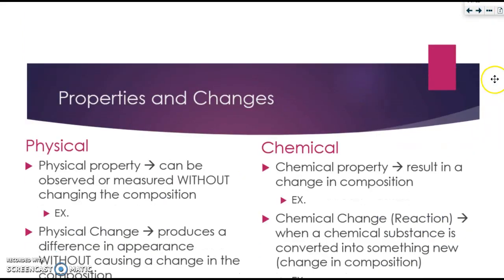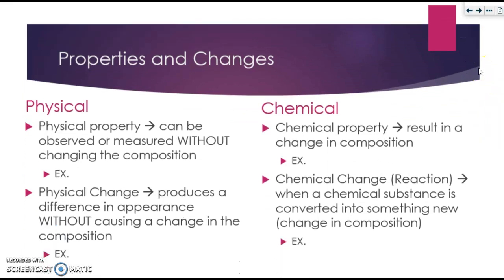This next slide discusses the different types of properties and changes. Again, probably something you've seen at some point in your scientific lives. Physical properties can be observed or measured without changing the composition of a substance. Some examples include things like the color of that substance or its density. A physical change is a change that produces a difference in appearance, again, without causing a change in composition. For example, maybe cutting up a piece of paper. It's still paper, or melting an ice cube. It's still a form of water.